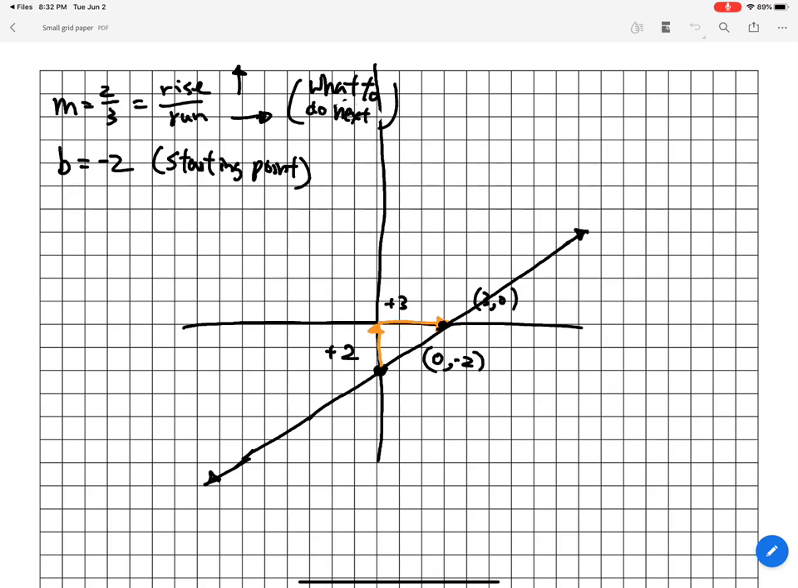Slope tells you what to do next. Rise over run. But the y-intercept is your starting point. Okay?